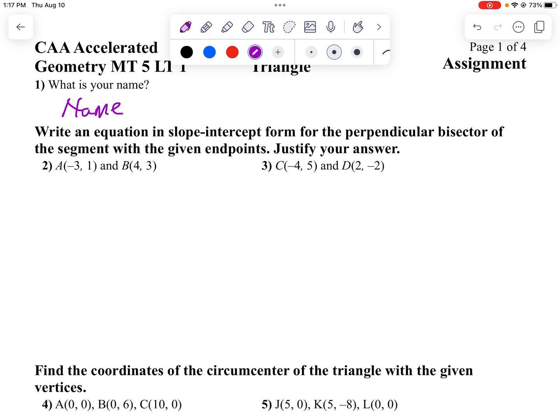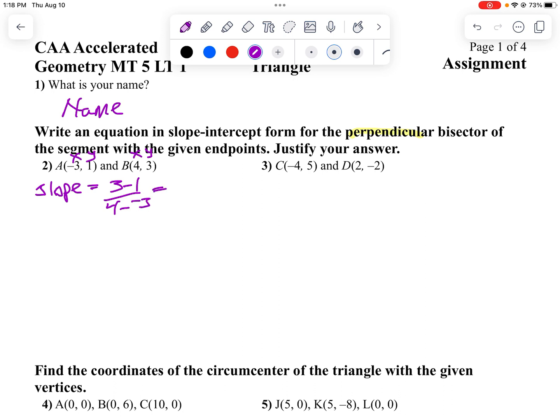Okay, on questions 2 and 3, we want to find the slope-intercept form of the perpendicular bisector of the segment. Let's start here by breaking it down. Let's do the perpendicular first. So we're going to find the slope of our segment, the slope of AB. Remember, subtract your y's, subtract your x's. So I'm going to go 3 minus 1 all over 4 minus a negative 3.